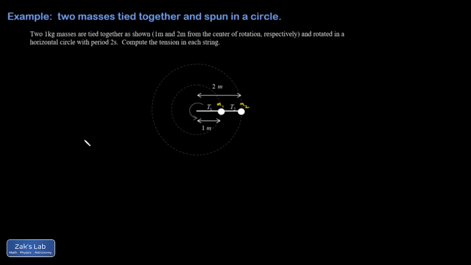And I wanted to extract some information here from the paragraph. I'm going to go ahead and call this R1 to make it easy to refer to later, and this will be R2. I think that's about everything. And I'm going to put a little reminder here about centripetal acceleration.